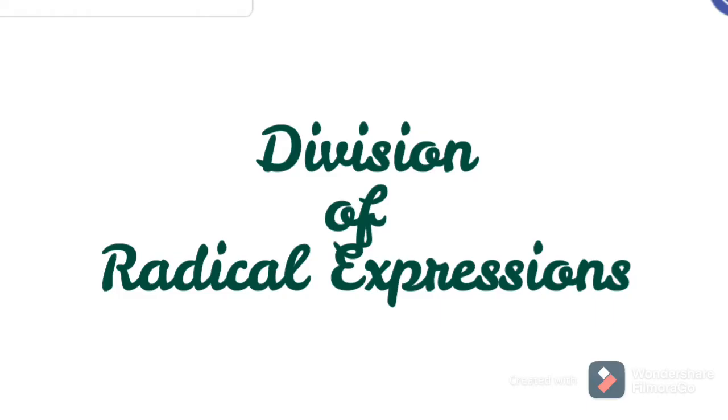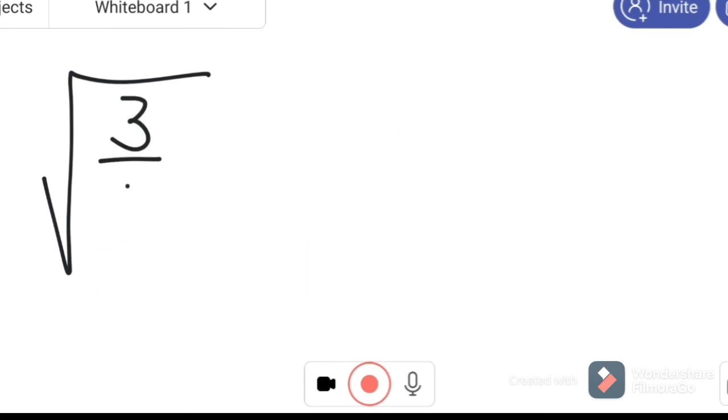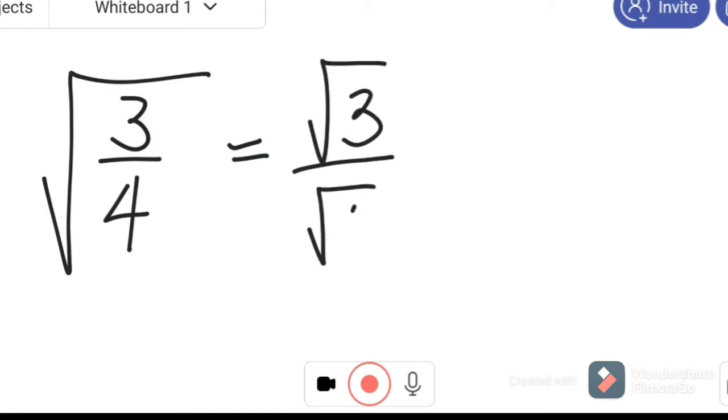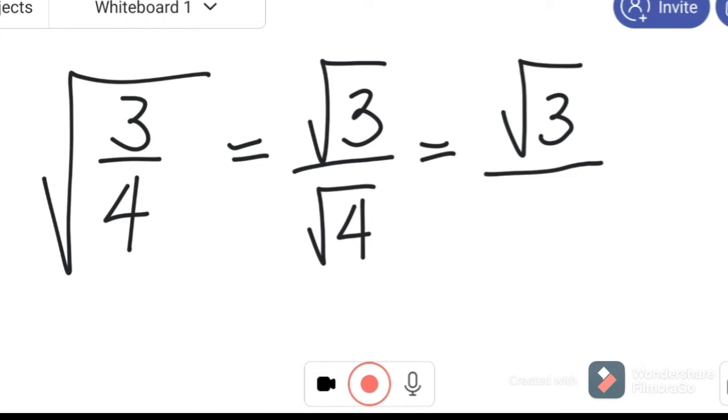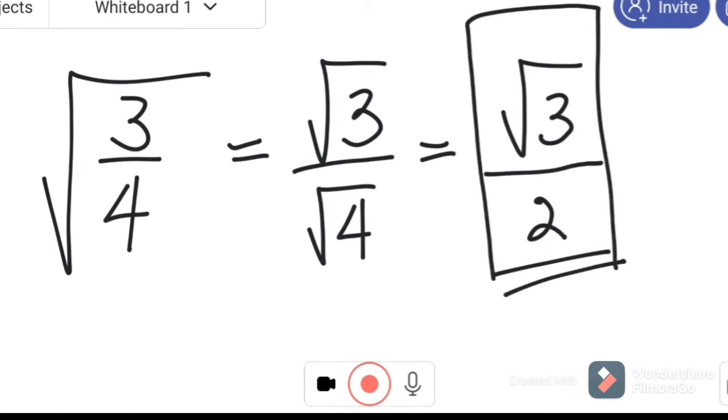Given the square root of 3/4. We rewrite this as the quotient of radicals: the square root of 3 over the square root of 4. The square root of 3 stays as it is because it's not a perfect square, and the square root of 4 is 2. Now, this is our answer since there is no more radical sign in the denominator.